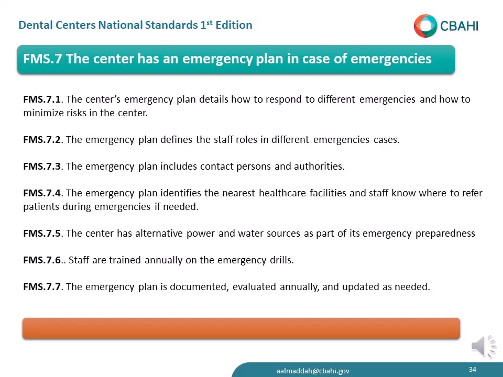7.5, the center has an alternative power and water sources as part of its emergency preparedness. So if there is any shortage of water or power, you need the center to have an emergency, for example, generator or another source from different sources. And the same thing for the water. If you have a backup water or tanking services, you need to be prepared for that.